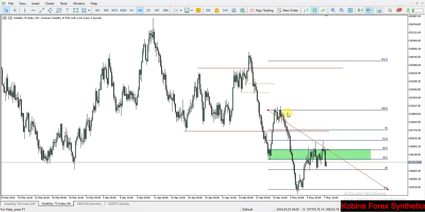So beautifully, this is how to identify dealing ranges on volatility, synthetic pairs, and all other tradable asset pairs. Okay, so this is a short video for you. I wish you all the best in your trading, and see you in the next video.